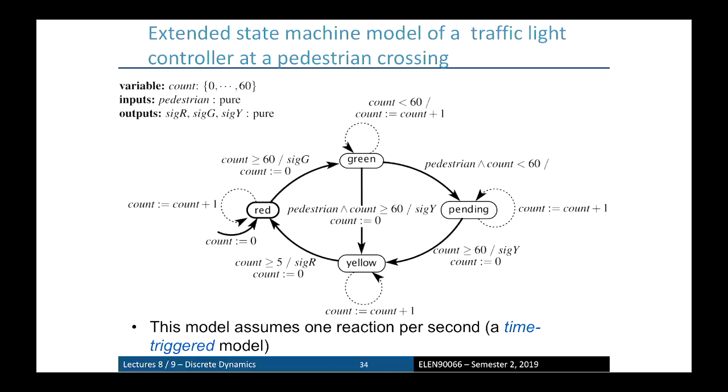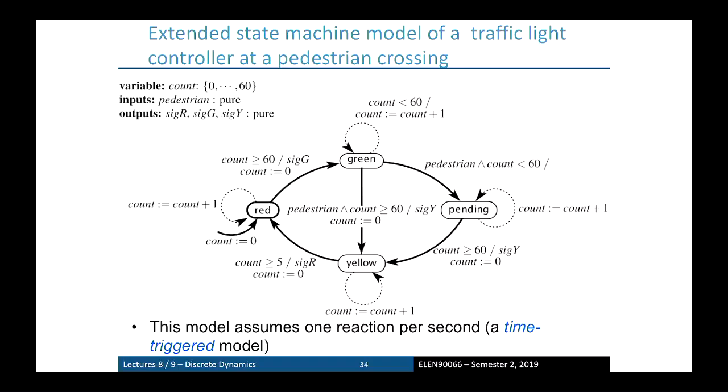So this is a modified model where we've still got the three inputs, Sig R, Sig G, Sig Y. We've got an output pedestrian, but now we've got a variable count. We start off in red, for instance, and you can see now that unless this guard is met, count greater than 60, we just keep incrementing count. This is a time-triggered model.